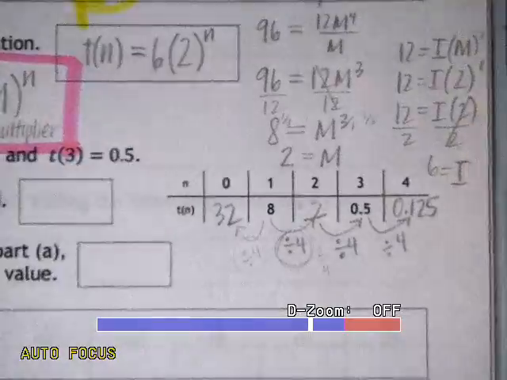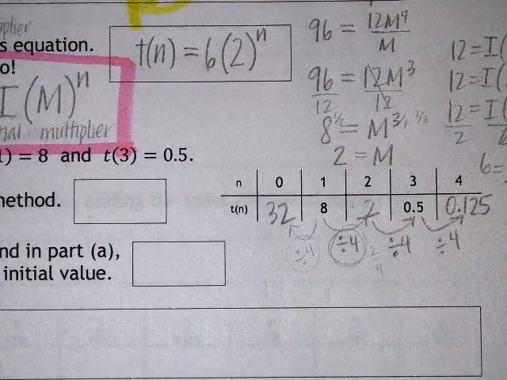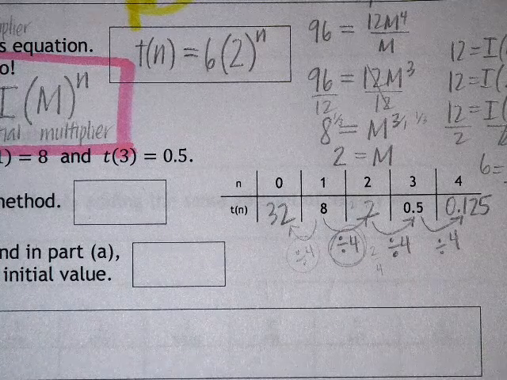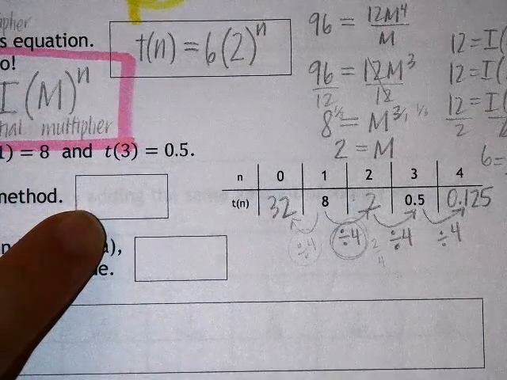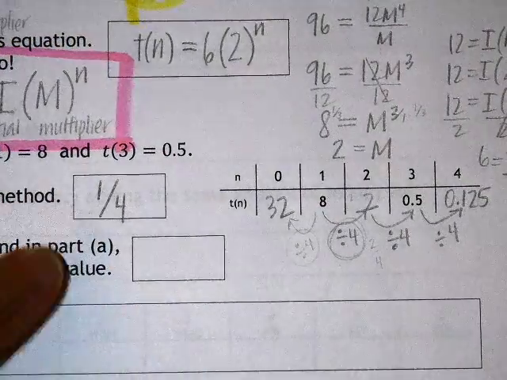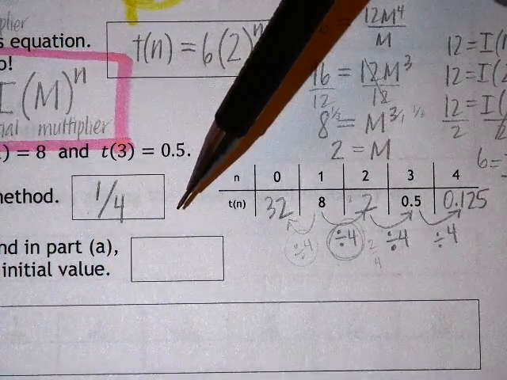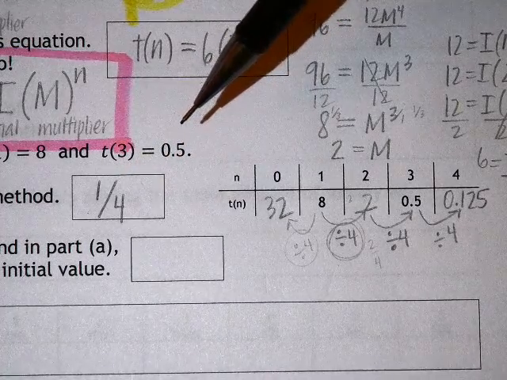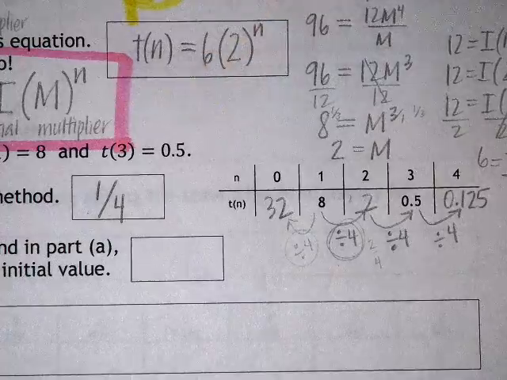But you notice how that sounds weird? The multiplier is dividing. We've seen this in past examples. When the multiplier is really a dividing problem, we write it as a fraction. 1 over whatever we were dividing by. So since we were dividing by 4, we say that the multiplier is 1/4. That's technically what we're multiplying by.